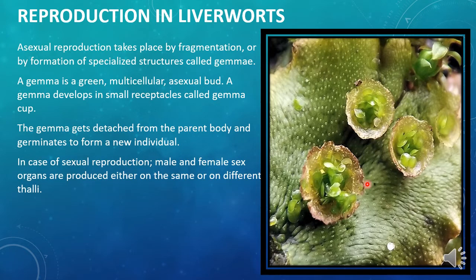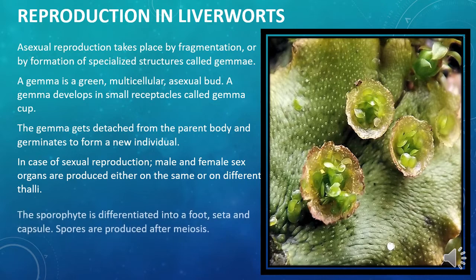In case of sexual reproduction, male and female sex organs are produced either on the same or on different thalli. That is, male and female sex organs can be produced on the same gametophyte or on different gametophytes. So it may be on the same body or on a different body.